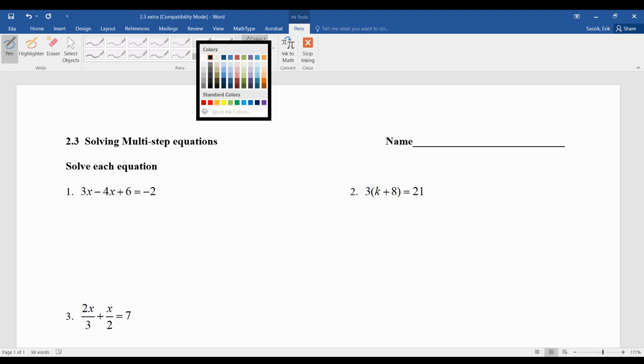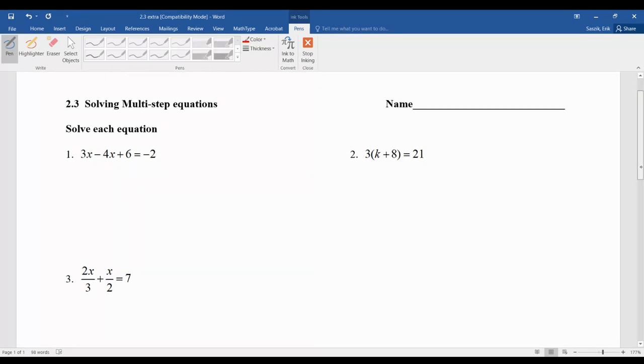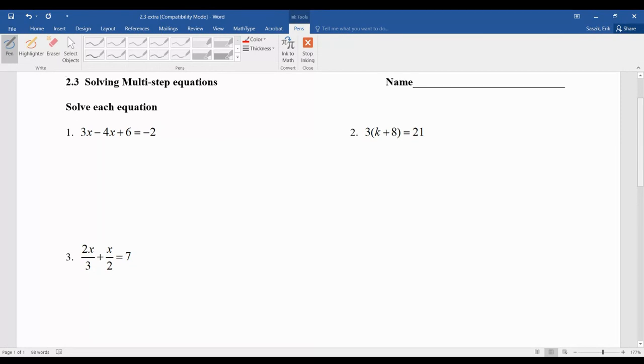Okay, kids, these first three problems are really review. I would like for you to try them yourself, and you can come back here in just a second. I'm going to go through them quickly and then focus on the word problems down below, okay?